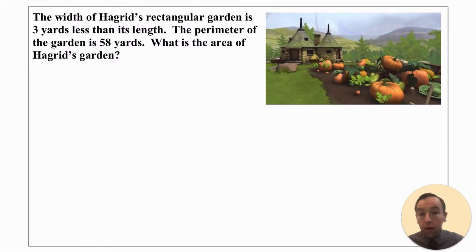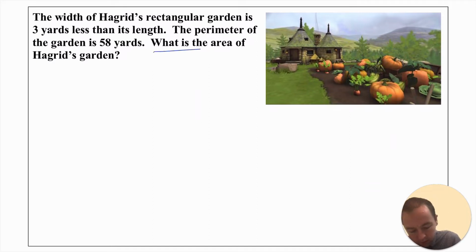Here in the next example, we have that the width of Hagrid's rectangular garden is 3 yards less than its length, and we also are given that the perimeter of the garden is 58 yards in total. We're asked to determine what is the area of Hagrid's garden.